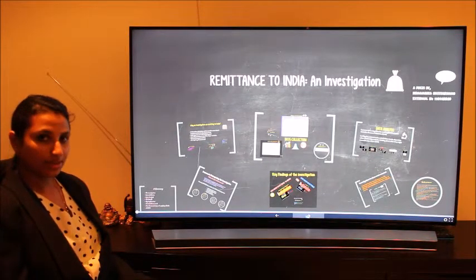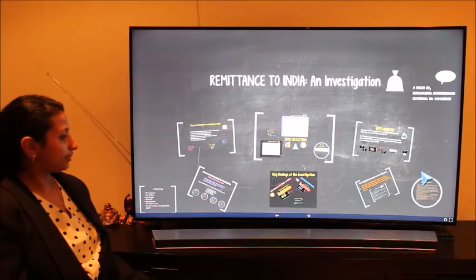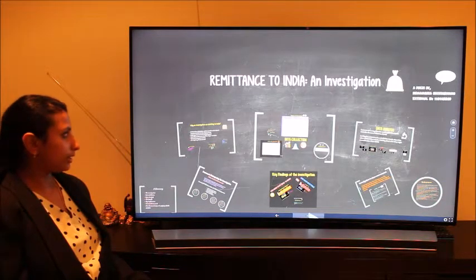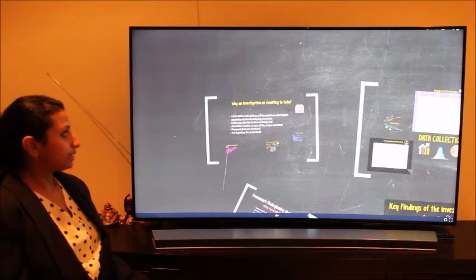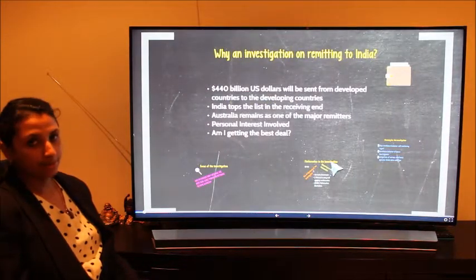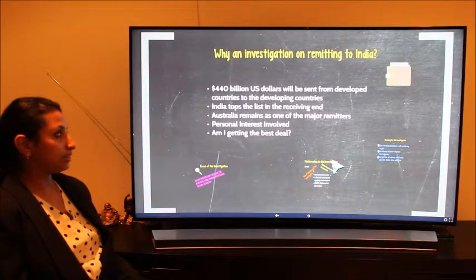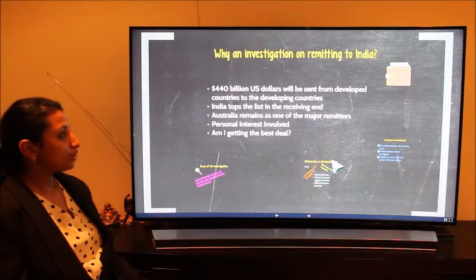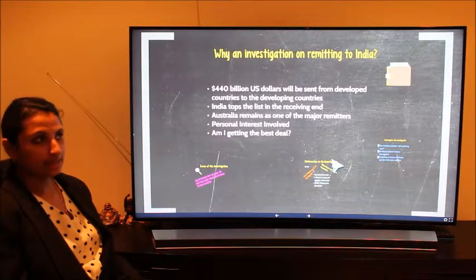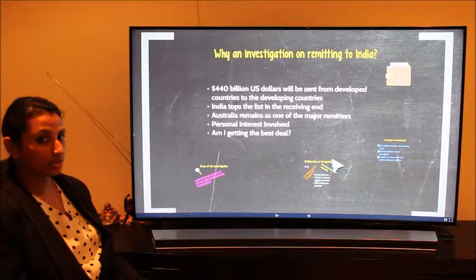Hello, Remittance to India, an investigation. So why did I choose this topic? Around 440 billion US dollars are being sent from developed nations to developing countries every single year. India tops the list on the receiving end, and Australia is one of the major remitters.